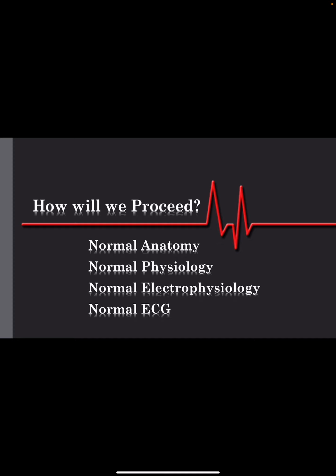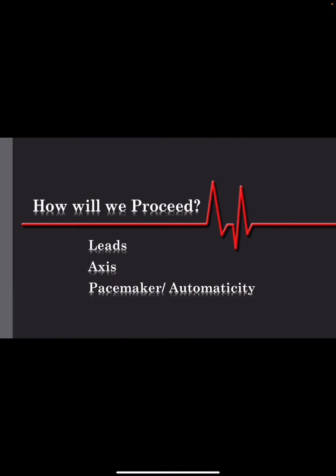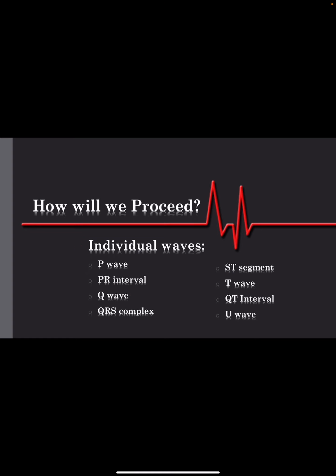In the previous video, we discussed in detail cardiac anatomy, physiology and electrophysiology of the heart. After that, we constructed our ECG with the help of different action potentials generated in the different portions of the heart. And after that, we discussed ECG leads, cardiac axis, the pacemaker of the heart and the property of automaticity.